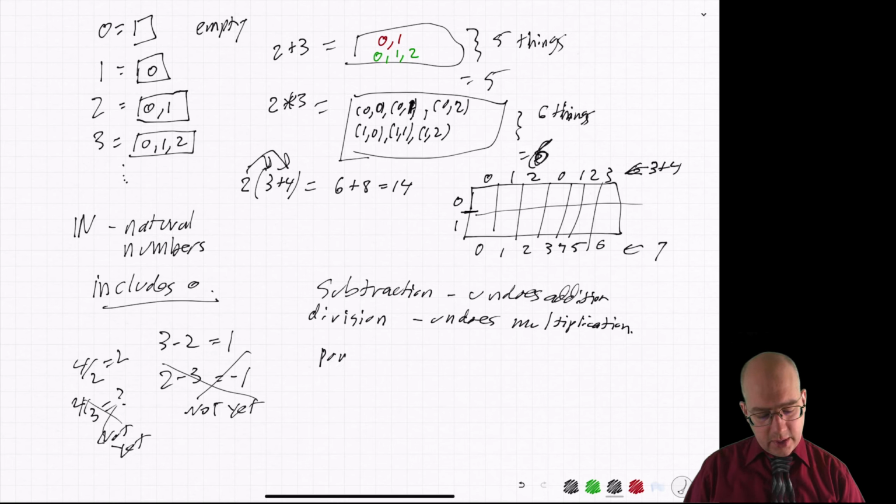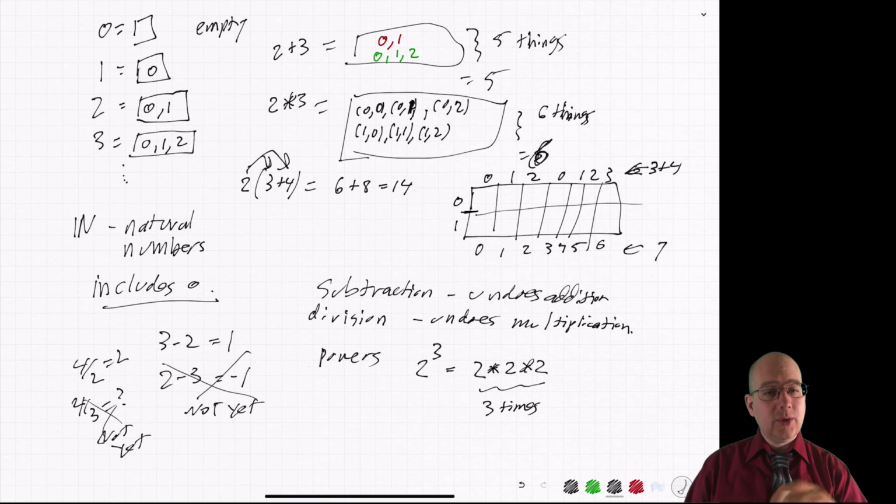There's also powers. So 2 to the 3 means 2 times 2 times 2. It's 3 times. So addition is sort of like repeated counting. Multiplication is repeated addition. Raising something to a power is repeated multiplication. Raising something to a natural number power. Anyway, that's 8. So that's powers.